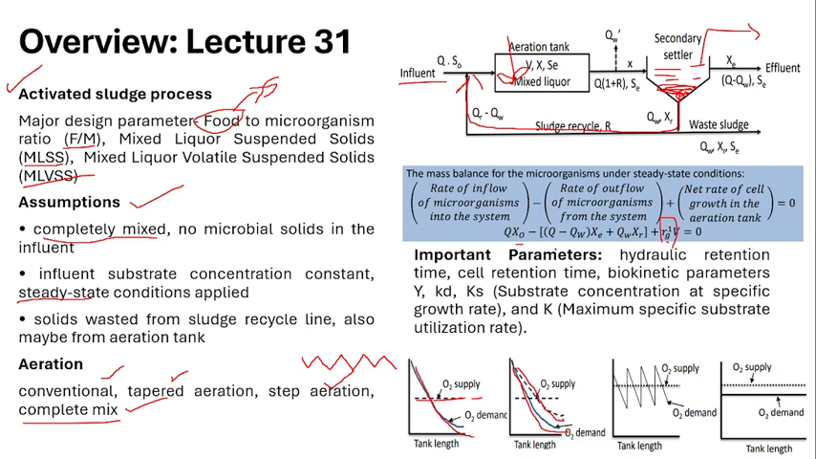Some other important parameters in this activated sludge process are the hydraulic retention time, HRT, and the mean cell retention time, which is how long the cells are retained in this aeration tank. The biokinetic parameters include Y, the yield coefficient, and Kd, a rate constant for the decay in the process. Ks is relevant to the substrate, the substrate concentration at the specific growth rate. And K is the maximum specific substrate utilization rate. Only up to this level, the organic matter in the wastewater will be used for the growth of the microorganisms. These are some parameters. Based on this, we have some problems to discuss.